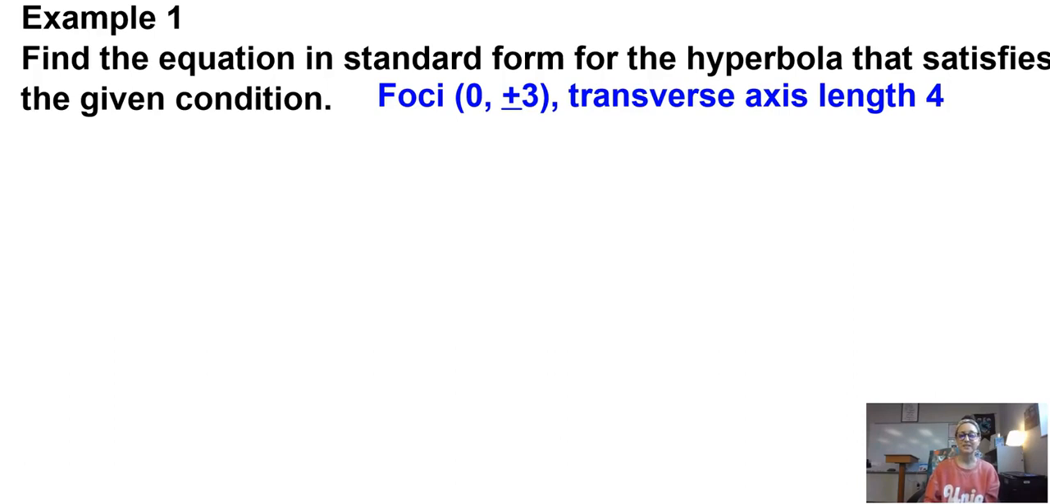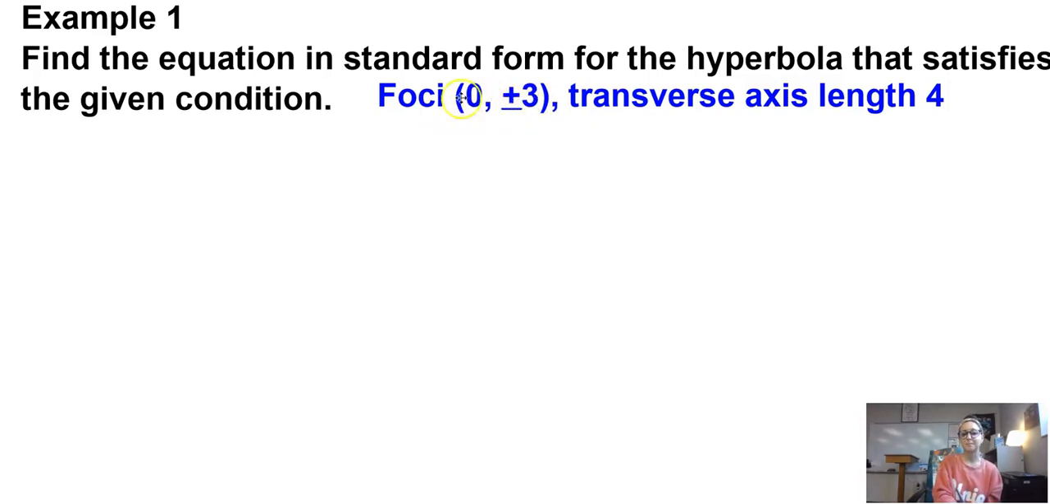Okay, we're back. So I have that my foci are at (0, ±3), and my transverse axis, which is the axis your vertices sit on, has a length of 4. Okay, so let me ask you this. First of all, do you think this hyperbola is horizontal or vertical? This is vertical, and the reason we know is that my foci change on the y, right?